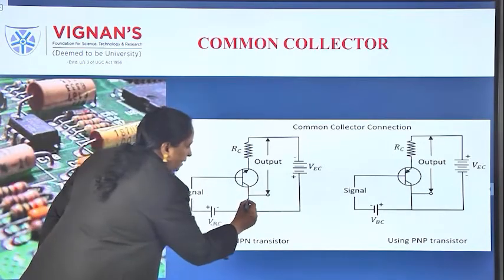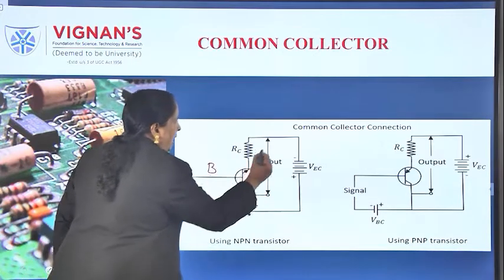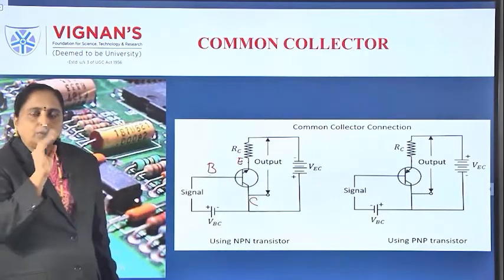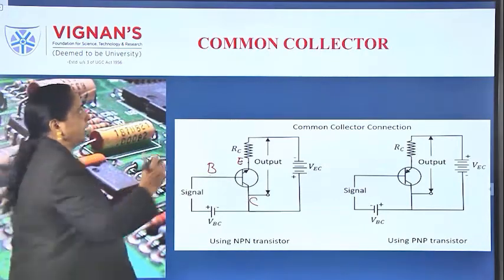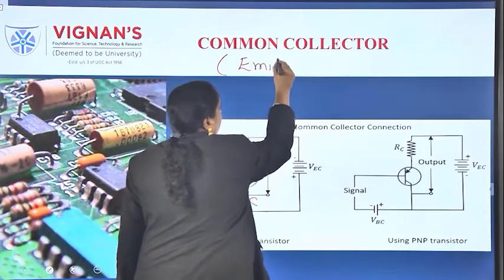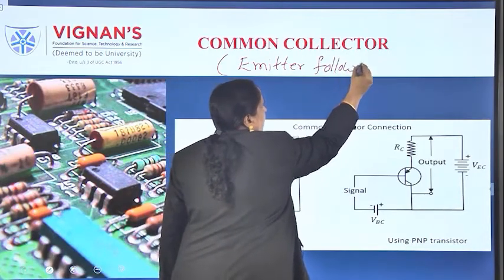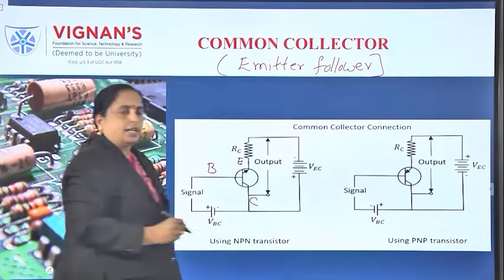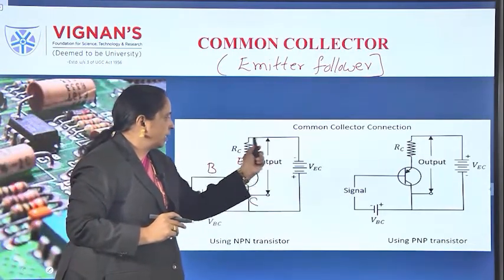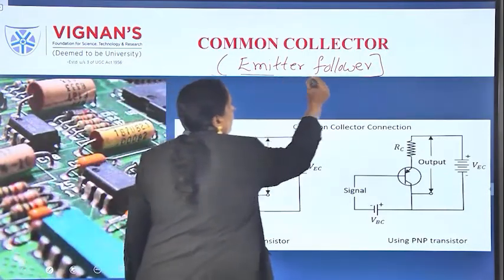See here, this terminal is a collector, this acts as a base, and this terminal is an emitter. You have to take output through the emitter. That's why another name for common collector is emitter follower. Why do we call this emitter follower? The reason is the output follows the emitter. Here you are taking the output through the emitter terminal. Therefore, we call this emitter follower.